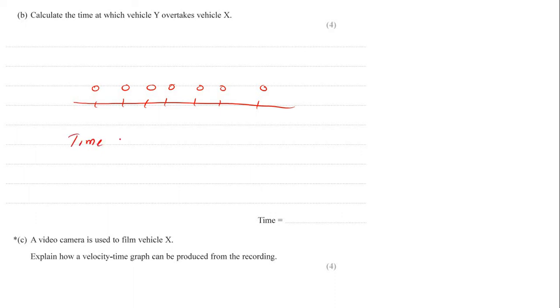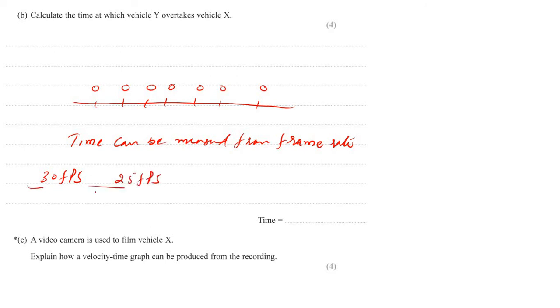Time can be measured from the frame rate. It is a typical way to find the time from frame rate. Generally, videos are recorded at 30 frames per second or 25 frames per second. It depends. Generally, these are typical values. If you do 1 upon 30 or 1 upon 25, then they will give you the time for one frame.